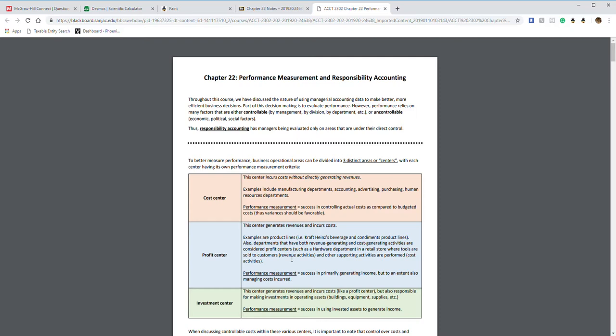Hello and welcome to 2302 Managerial Accounting Chapter Double Deuce. Yes, we're taking a double deuce here and dealing with basically responsible accounting. We're deciding to make sure which managers are going to be responsible.